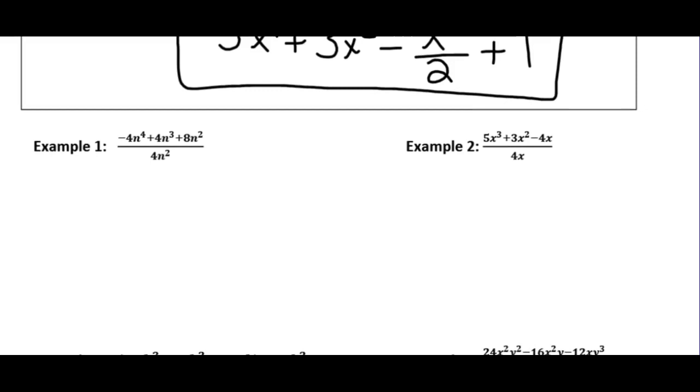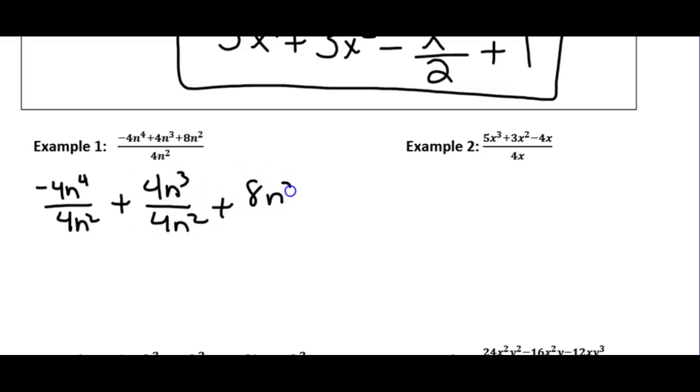So looking at this first example, I take each top term and divide it by the bottom, plus 4n to the 3rd divided by 4n squared, plus 8n squared divided by 4n squared. So I just took each one of those and made it into a mini problem. Negative 4 divided by 4 is a negative 1. More n's on top, and how many more? 2. And then there's nothing but a 1 on the bottom, so I don't have to write that.